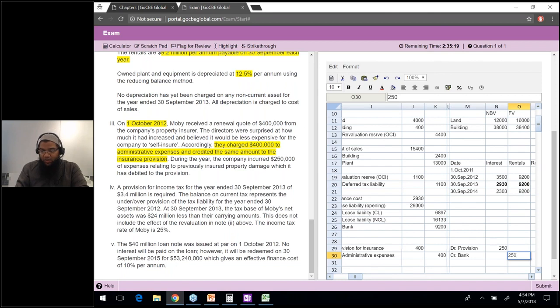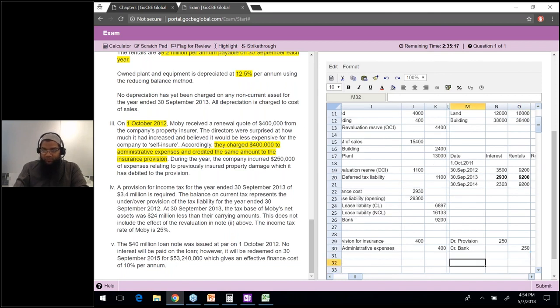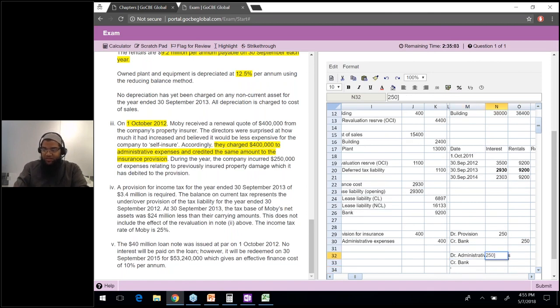Obviously not. The correct entry was administrative expenses debit and the bank credit, because the cost that we have incurred based on the self-insurance is our expense. So the entry should have been 250 administrative expenses debit, bank credit.